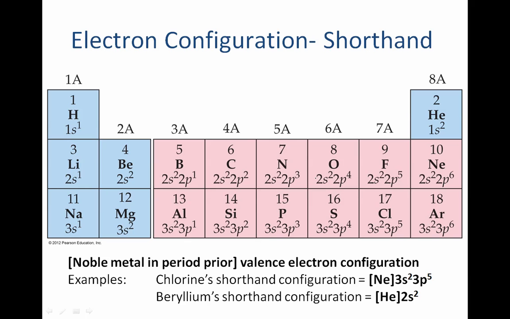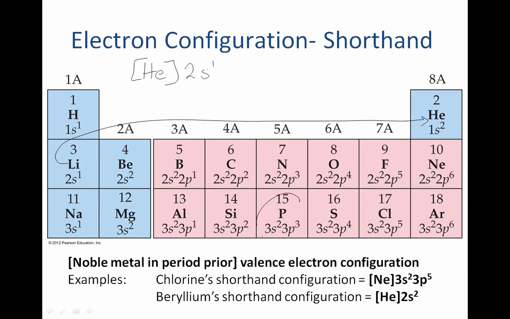That's what leads us to this idea of shorthand. Shorthand places the noble gas prior to the atom of interest in parentheses, and then it just tells us the valence electron configurations after the fact. Meaning, lithium. The noble gas before lithium is helium. So lithium would be He in brackets, and then its valence electrons go outside of it.